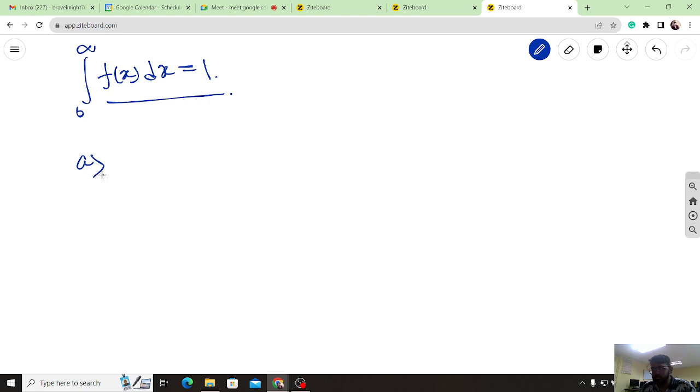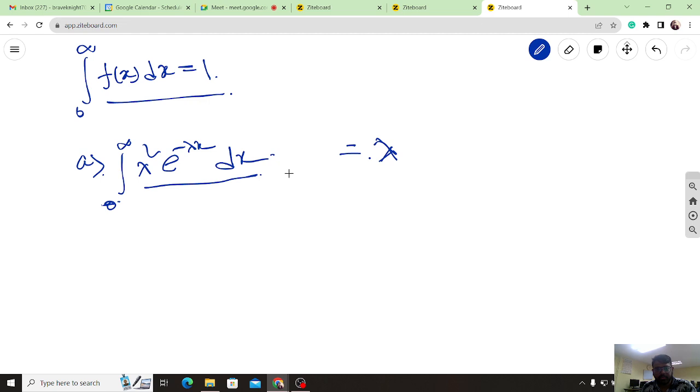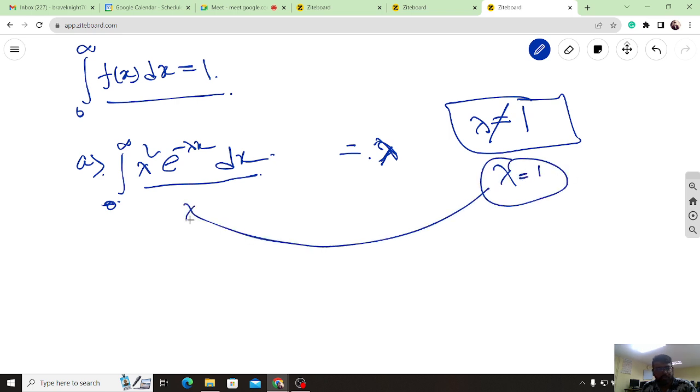So if you look at the first option, that is the integral from 0 to infinity of lambda square e to the power minus lambda x dx, this will come as lambda if I do the integration here. I have not given any condition that lambda equals 1. If lambda equals 1, then this can be a PDF. But I have not said that lambda is equal to 1. So any value of lambda is not given here. So option A is not a PDF.